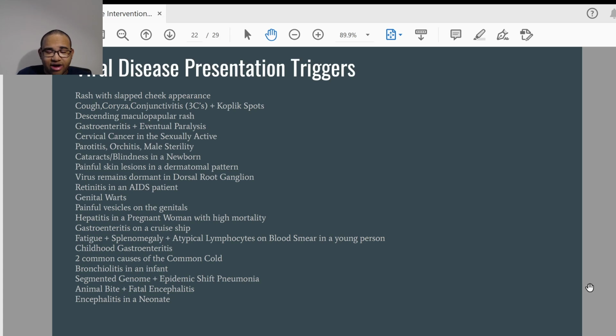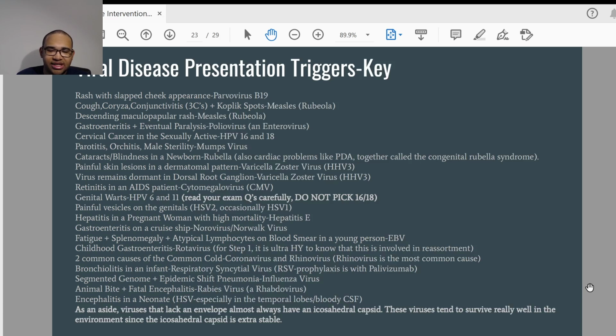Bronchiolitis in an infant, that's RSV, right? Segmented genome plus epidemic shift pneumonia, that's the influenza virus, right? And then animal bite plus fatal encephalitis, that's rabies. And then encephalitis in a neonate. There's many things, but it can be like HSV, especially when they have bloody CSF, like CSF that has a crap ton of red blood cells.